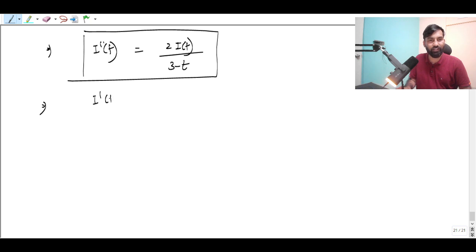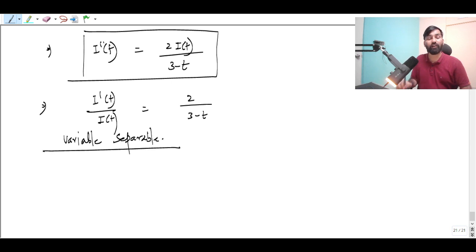So you can say that I dash t by it is equal to, you can write this as 2 by 3 minus t, okay. So now you can apply the variable separable method. This is where the knowledge of differential equations is demanded, right? If you're not good at differential equations, you can't solve this question.